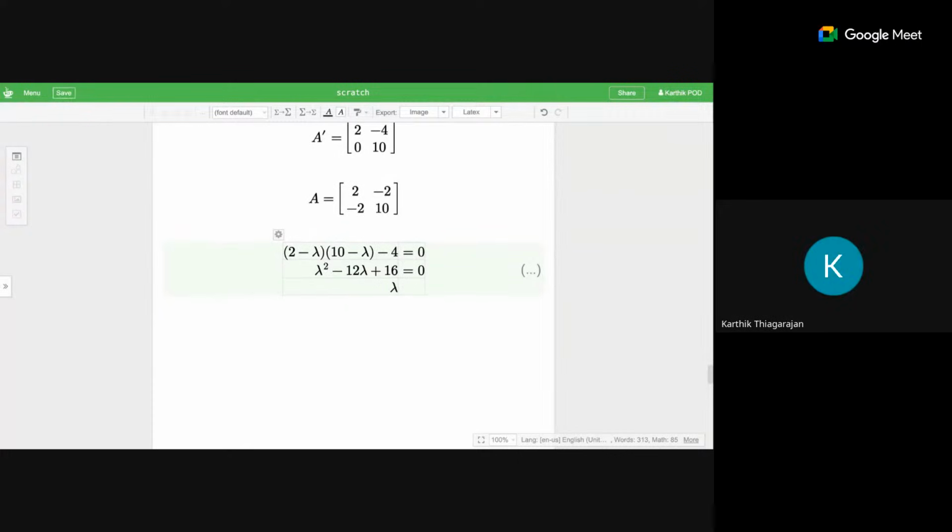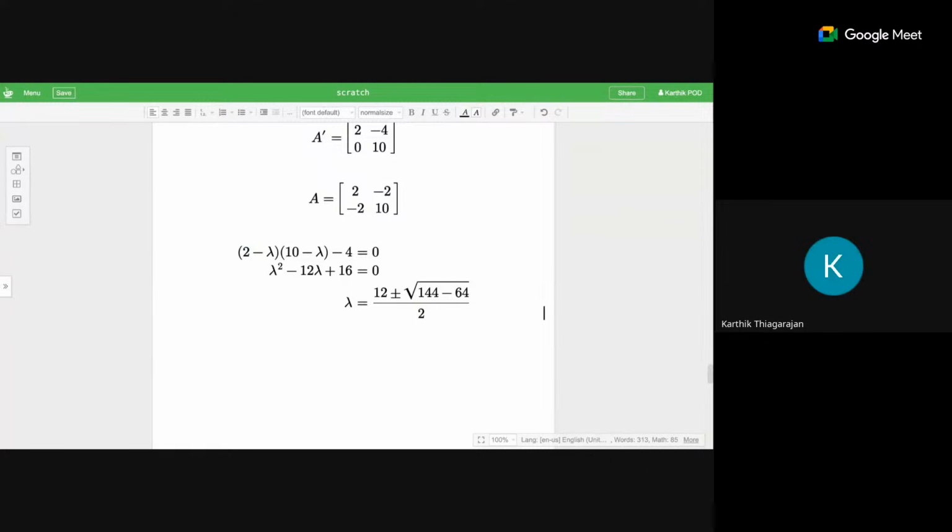Lambda is 4. I don't think we can directly solve, so plus or minus root of... I want to see if they're positive or not. So it's 144 minus 64, right? By 2. So quickly, what is this? 12 plus or minus root 80, by 2. So approximately what is root 80? 9. Okay, so 12 plus or minus 9.